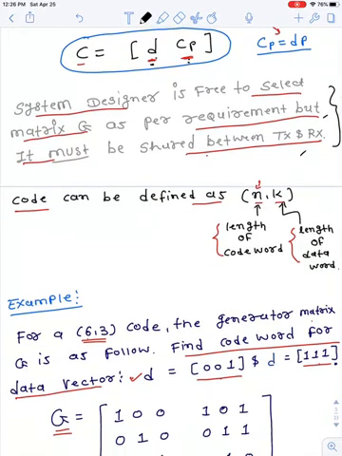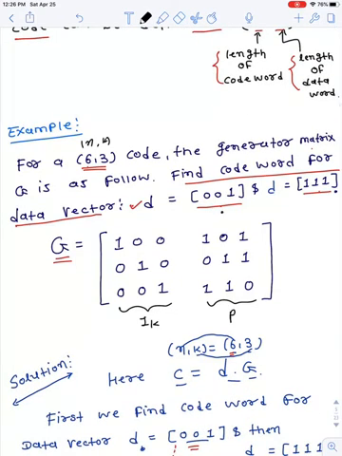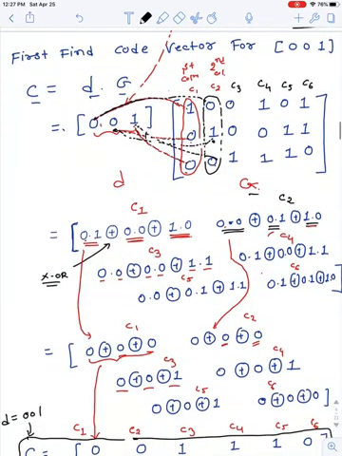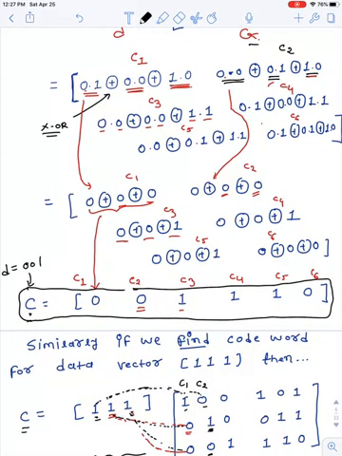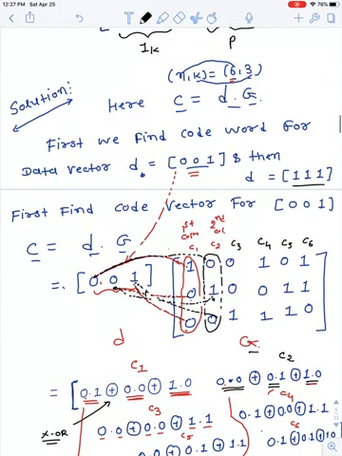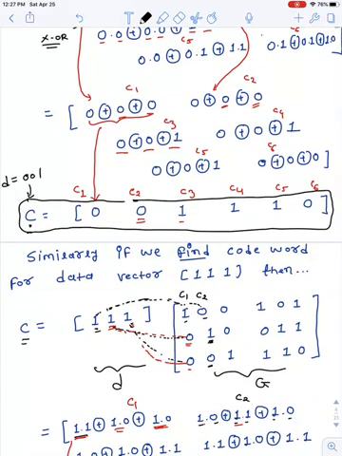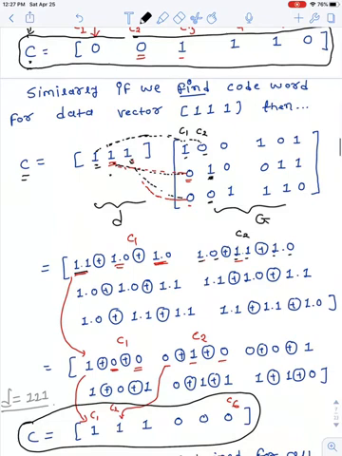We have taken one example for better understanding of these things. In this example, there is a (6,3) code. The first number defines the length of the code word, that is n, and the second number defines the data vector length, that is k. There are two data vectors, 0, 0, 1 and 1, 1, 1. They are multiplied with the matrix G, which is formed here, and then we produce a code vector C. The code vector for the data vector 0, 0, 1 is 0, 0, 1, 1, 1, 0. Then for the second data vector 1, 1, 1, we produce the code vector 1, 1, 1, 0, 0, 0.